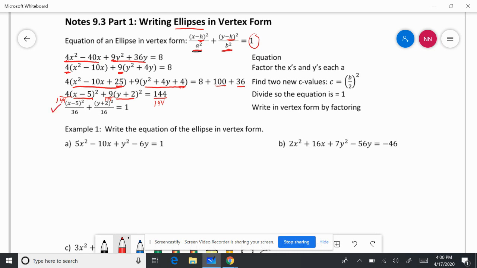So let's look at example A. We're going to look at our x's and factor out our a value, so we're going to factor out a 5. Then we're going to look at our y values. This has an a value of 1, so we're just going to leave it alone. We're going to take our b value, divide it by 2 and square it. And that gives us a 1.